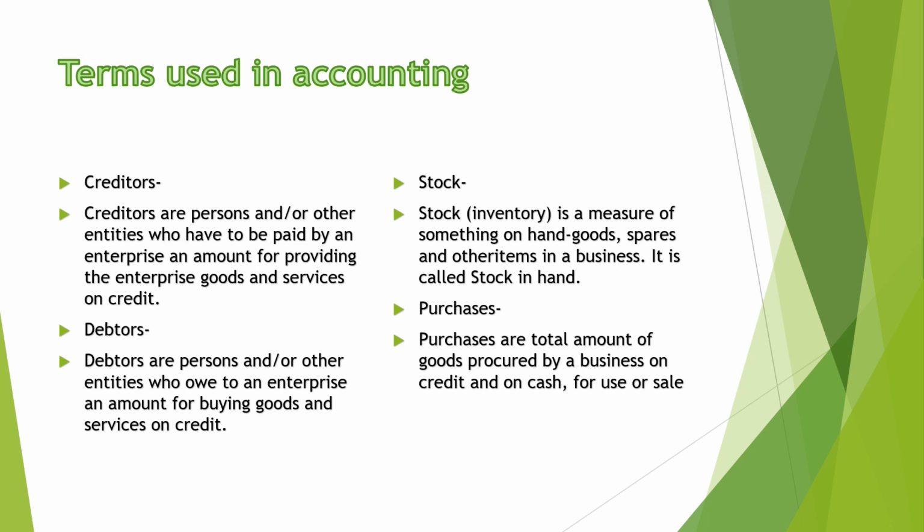Another is who are creditors? The persons from whom we have purchased goods on credit are known as creditors. The debtors, to whom on credit we have sold the goods, are known as debtors. Stock, the stock in hand, is also known as inventory. Here some finished goods, semi-finished goods, spare parts which are lying in hand at the end of the year are called stock. Purchases. Purchases means the raw material which is to be converted into output. It may be on cash or on credit.